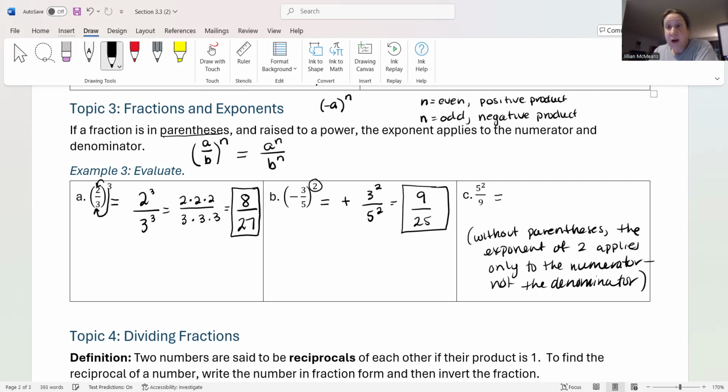So this is going to be 5 squared, which is 5 times 5. So that's going to be 25. And then the 9 is all by itself. So this is going to be 25/9. So there you have it. That's fractions with exponents. It's not the hardest thing ever.